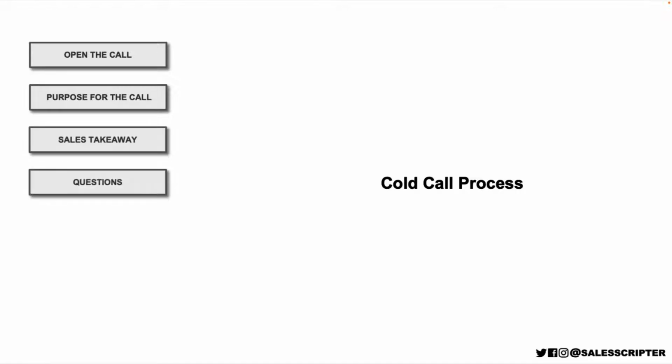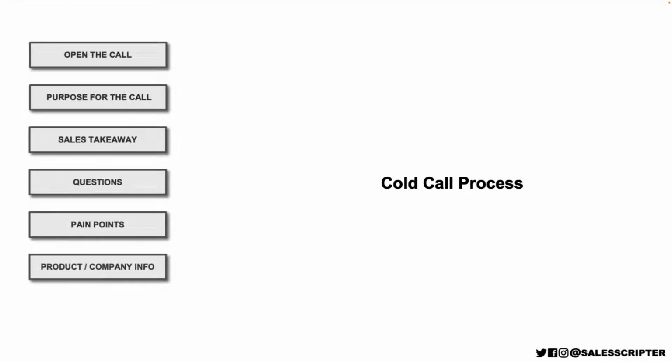And by laying out this process, we can very clearly look at where in the process to squeeze in this customer example. And it's really just 2 different spots. But the cold call process is, first you start with opening the call, then you share the purpose for the call, then you do a sales takeaway, ask some questions, share some pain points, share some info about you, then go for the close.